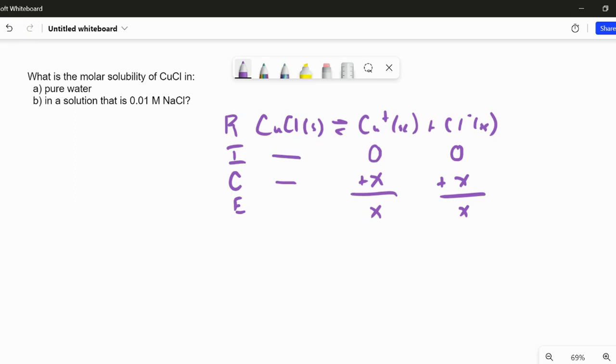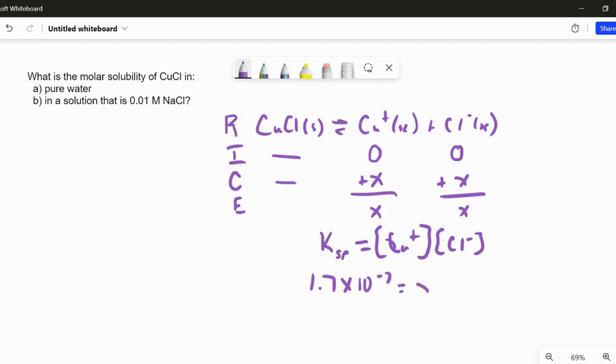Now, if you recall, equilibrium concentrations relate to the Ksp value for dissolving, the solubility product. So Ksp is equal to the concentration of copper ions times the concentration of chloride ions. Ksp for copper chloride, if you look it up in your book or on a table on the internet, is 1.7 times 10 to the negative 7. And that's going to equal X concentration of copper ions times X concentration of chloride ions.